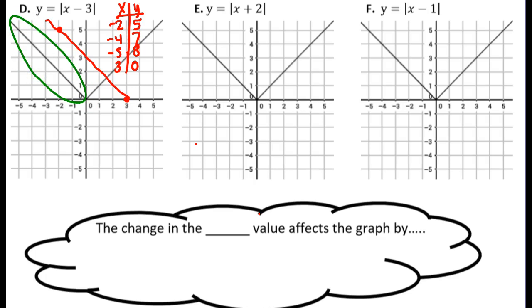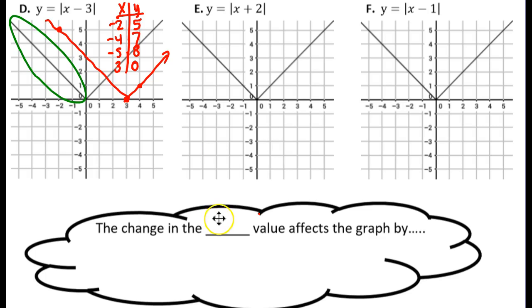Okay. So now if I choose a number slightly bigger than 3, such as 4, when I put in 4, 4 minus 3 is 1, absolute value of 1 is 1. So my right side of the graph looks like that. So that graph ended up getting shifted to the right 3 units.